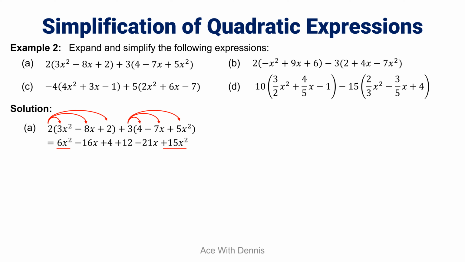So 6x squared plus 15x squared, we get 21x squared. The x term, negative 16x minus 21x, we get negative 37x. The constant term, plus 4 and plus 12, we have plus 16.